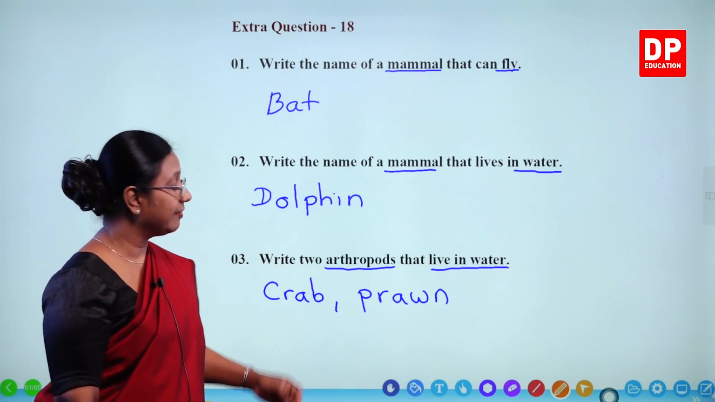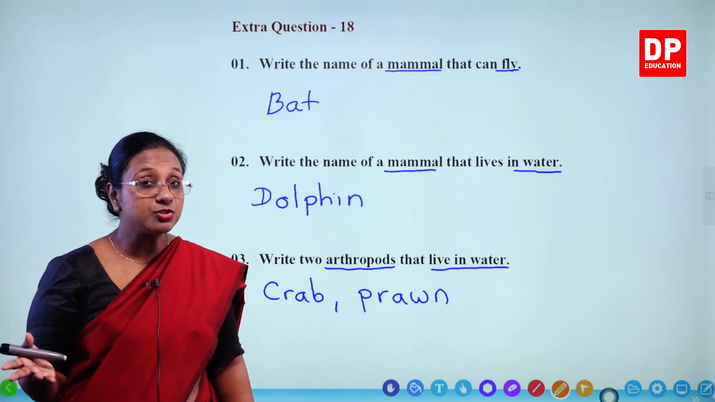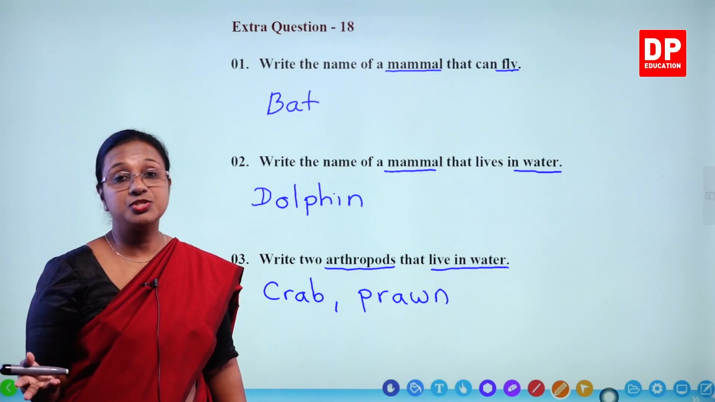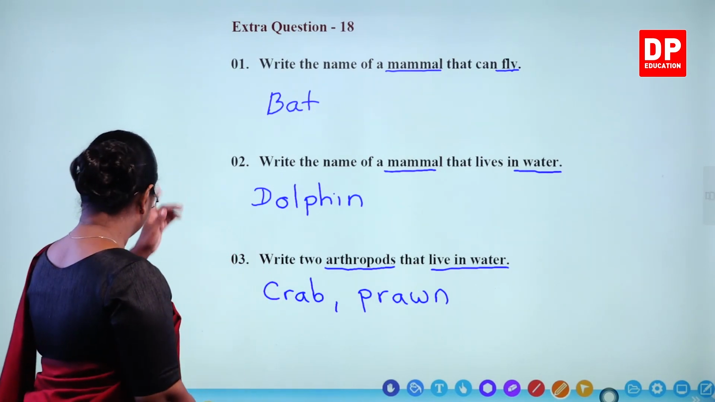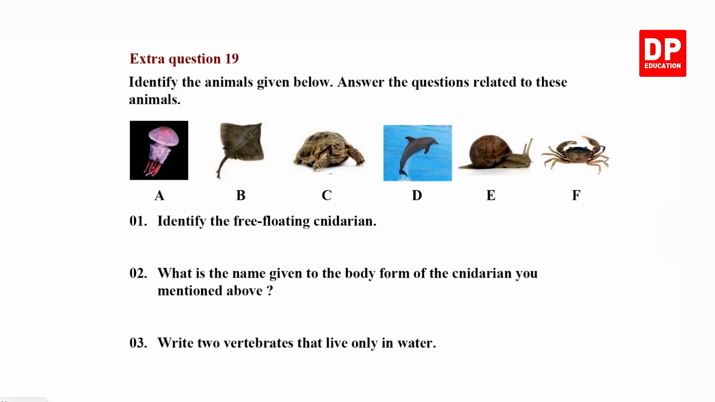Here they have anyway asked for 2. You can also write lobster. Lobsters are also arthropods that live in water. That is also correct. With that, the next one.